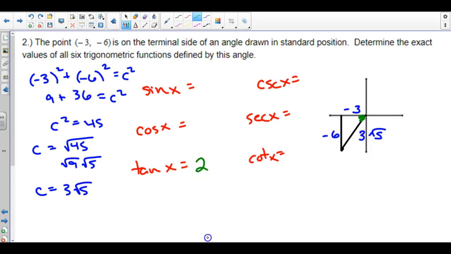So that's my tangent. My cotangent would be the reciprocal. So again, as a whole number, 2 is really 2 over 1. So if I were to flip that fraction, I'd get my reciprocal, which is a cotangent of 1/2.